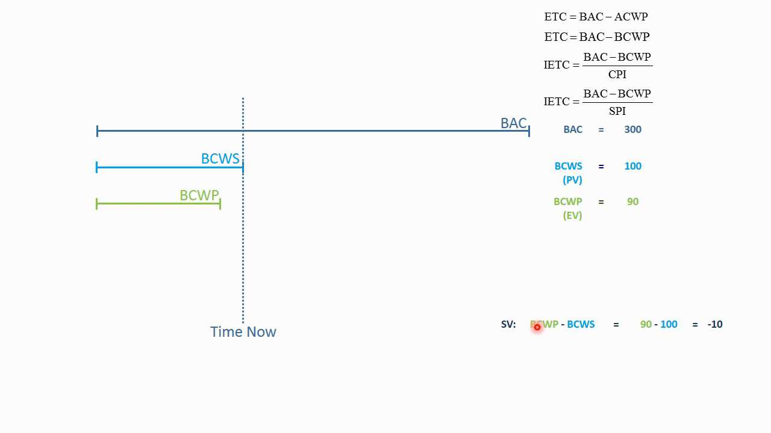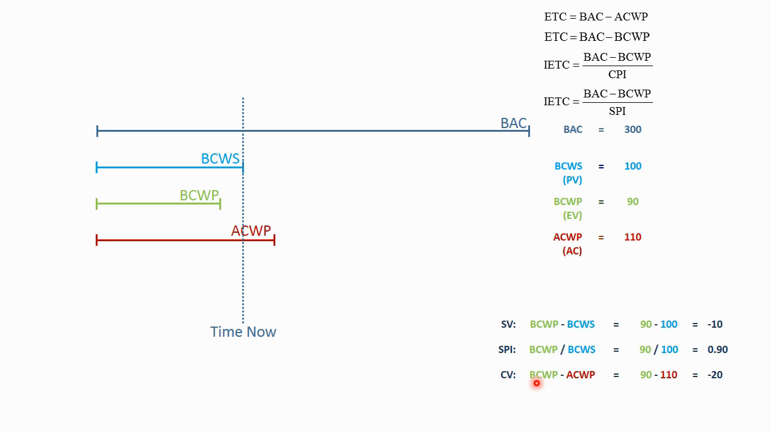Schedule variance is the work performed minus the work scheduled. 90 minus 100 is minus 10 schedule variance. Schedule performance index is 90 hours of work performed divided by 100 hours of work scheduled, which is 0.9. And in this case, the actual cost to perform that 90 hours of work is 110 hours. So this project is behind schedule and is significantly overrun.